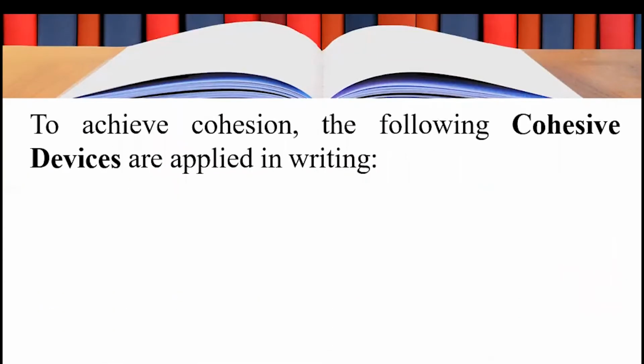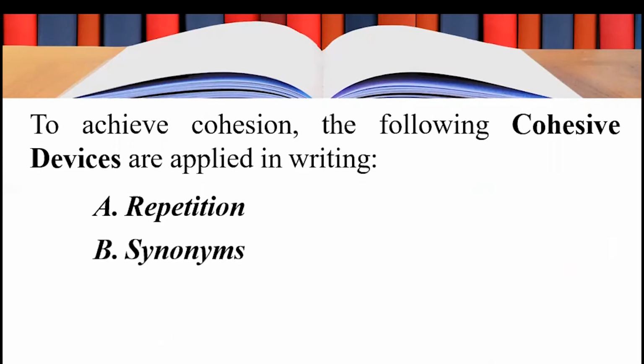To achieve cohesion, the following cohesive devices are applied in writing. First, we have repetition. Repetition is to focus on the main idea by repeating a keyword or phrase. This is to keep you as a writer as well as your reader on track with the idea being discussed. Next, we have synonyms. Synonyms is to use words with the same meaning in the sentence.